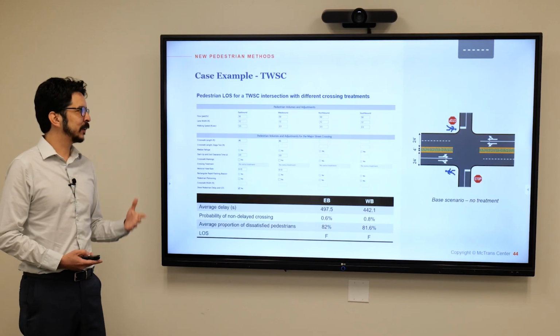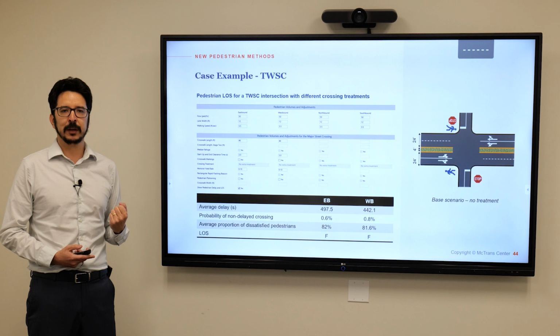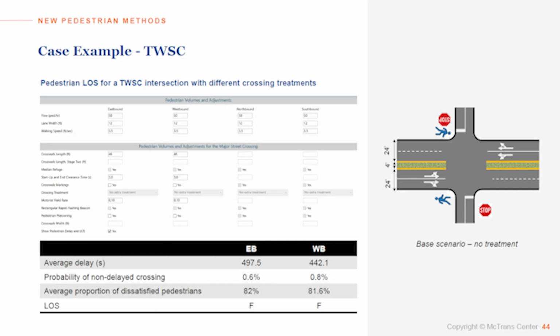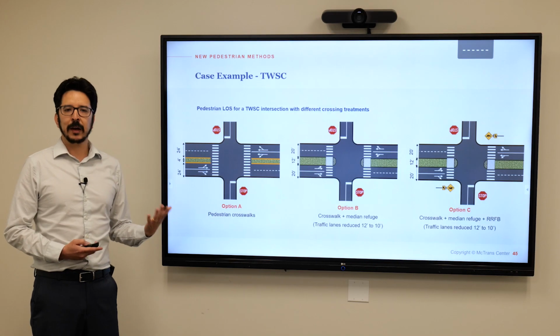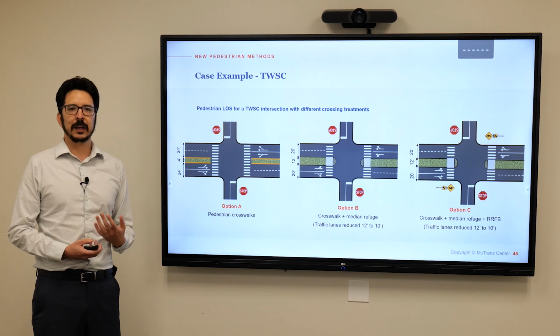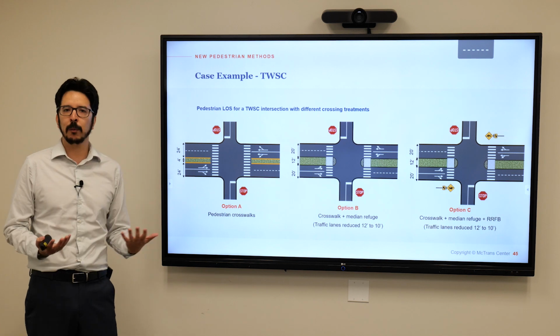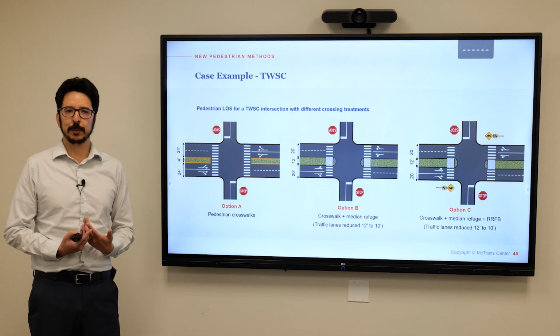And when we plug in the numbers and analyze this pedestrian crossing for these base conditions, we get some performance measures that are not really very favorable. Pretty high numbers of delay, almost 500 seconds of delay per pedestrian for the eastbound approach, and 82% dissatisfied pedestrians, which results in a level of service F. But then let's see what would happen if you want to analyze different safety treatments for different cases, how much that would affect the level of service for pedestrians.